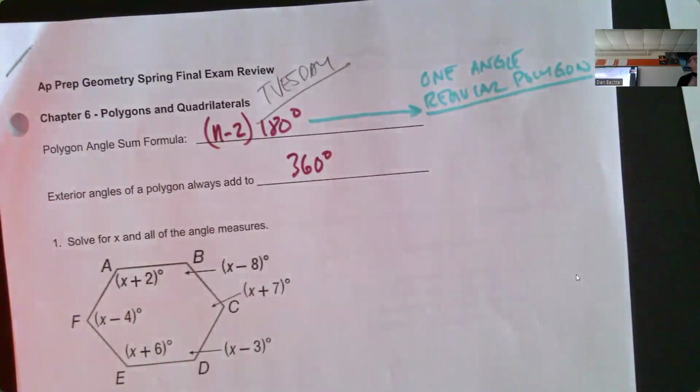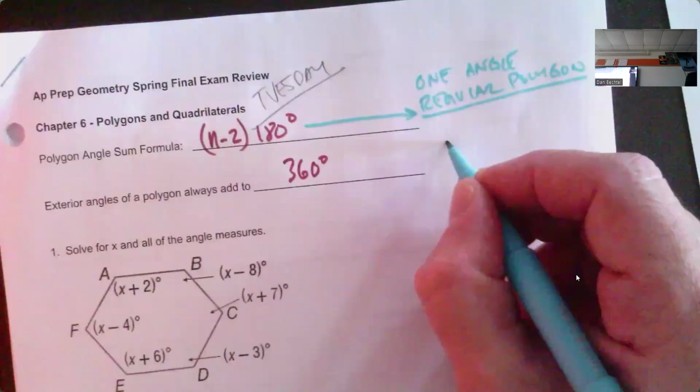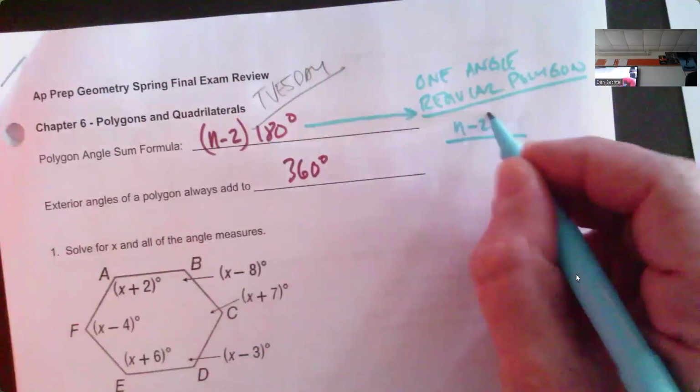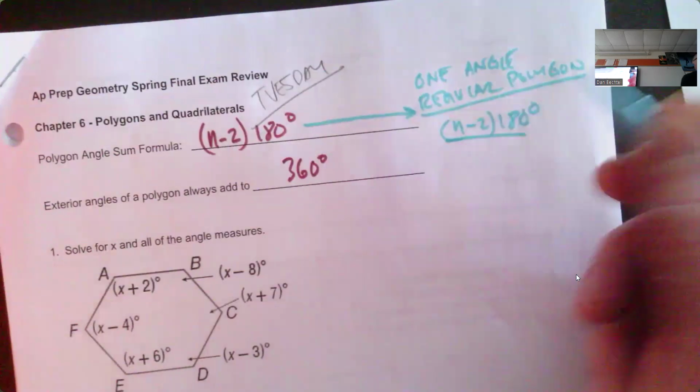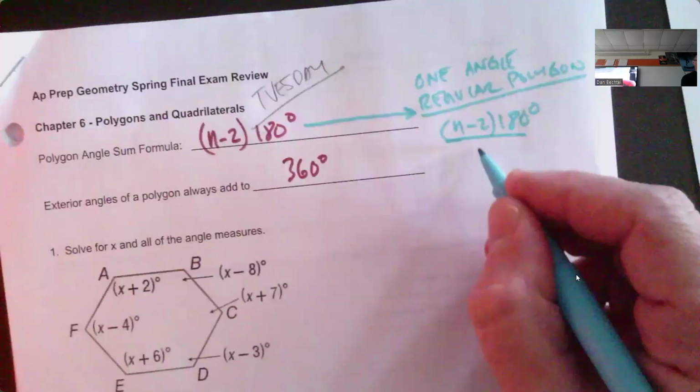And so here, if we're going to use a formula to find one angle of a regular polygon and we know how many sides it has, we take the total sum, so that n minus 2 times 180, and we're going to want to divide that by n.